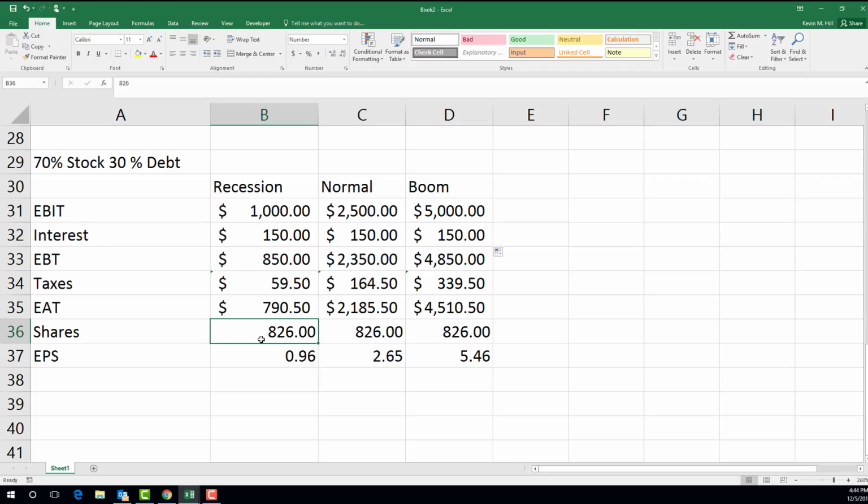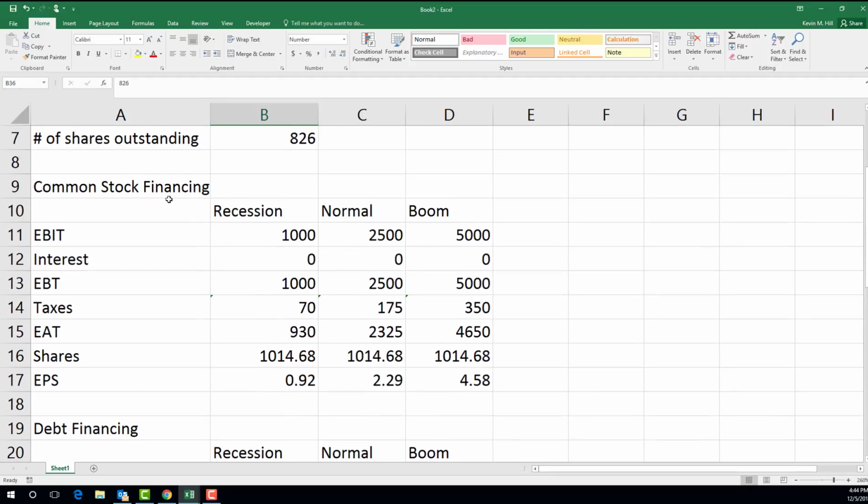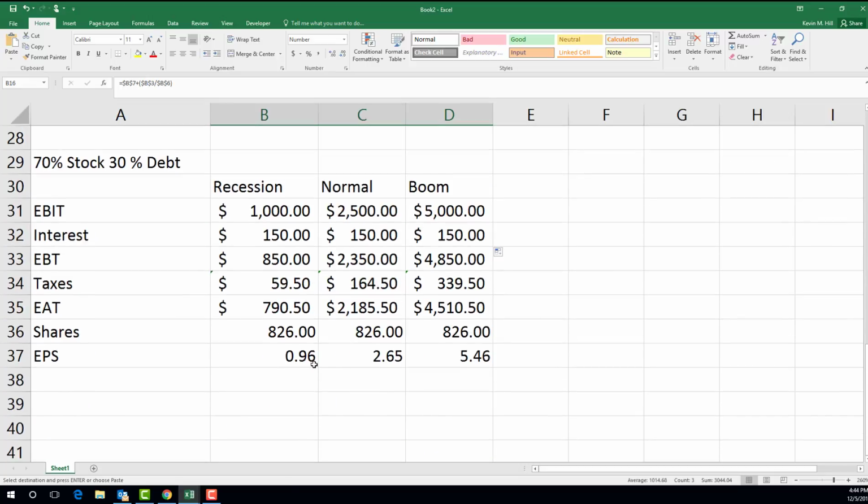Okay. Then we get to shares. Now, we're financing 70% of this through shares, through stock. So I want to make an adjustment here. Rather than retyping all the formulas we did before, I'm going to go back up to my common stock financing and steal these formulas so I don't have to retype everything. So I'm just going to highlight those 3 rows, copy it, and paste it right here. Now we're still going to get these numbers, but now we know we're going 70% stock.